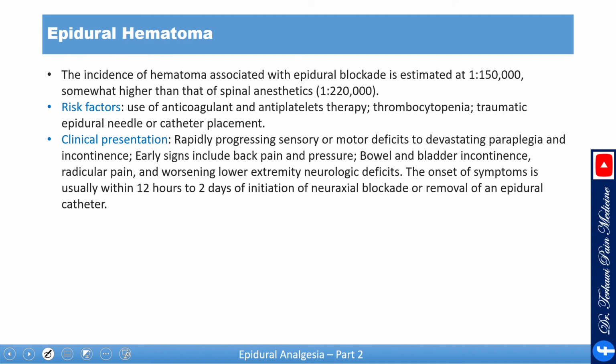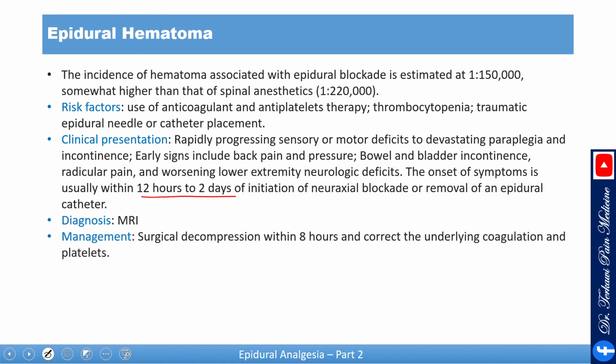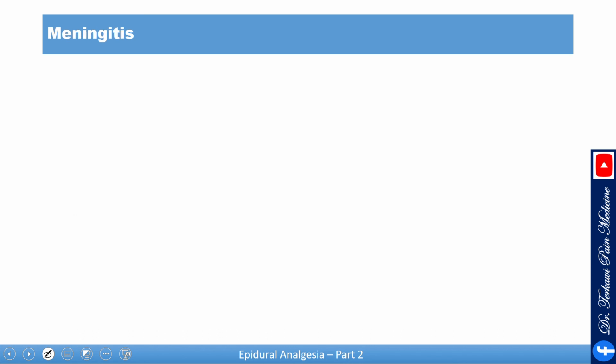The onset of symptoms is usually within 12 hours to 2 days of initiating the neuraxial blockade or removing the epidural catheter. Diagnosed by MRI, treatment by urgent surgical decompression within a maximum of 8 hours. And if you have an underlying coagulation or platelet problem, start to correct that.